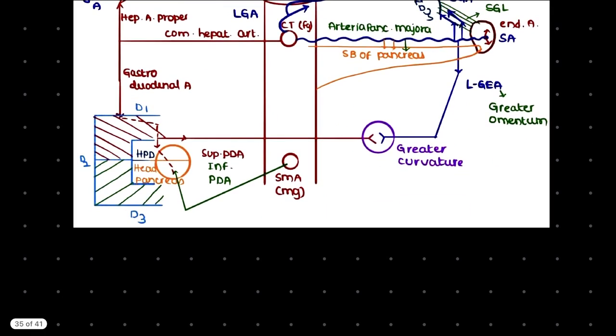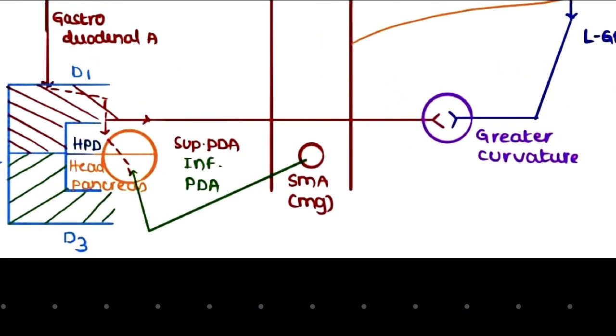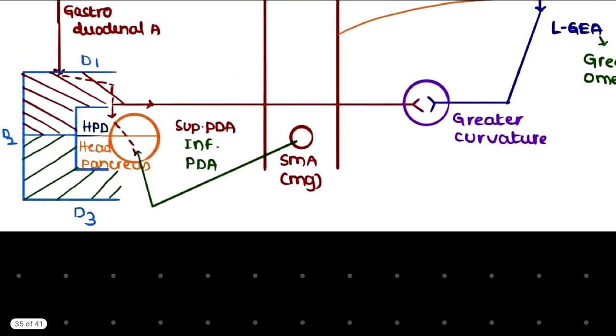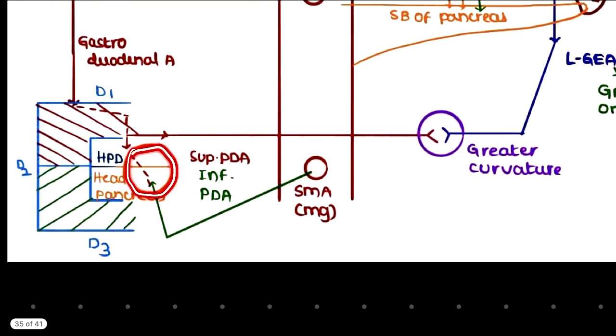Now, talking about the gastroduodenal artery. This is D1, the first part of the duodenum, D2, the second part, D3, the third part. That means we are not talking about the fourth part of the duodenum, we are talking about the proximal part. What is the importance of the second part? The opening of the hepatopancreatic duct is here. As you can see, we are also mentioning the head of the pancreas right here.